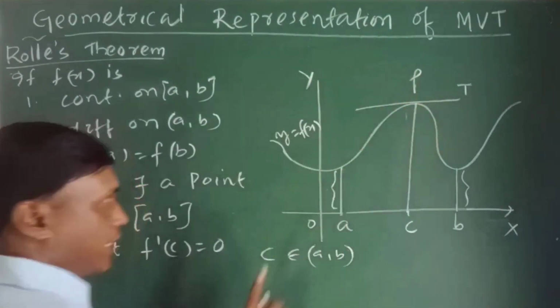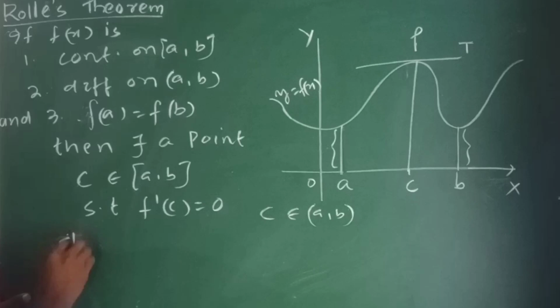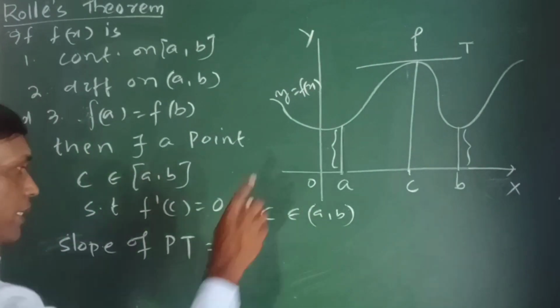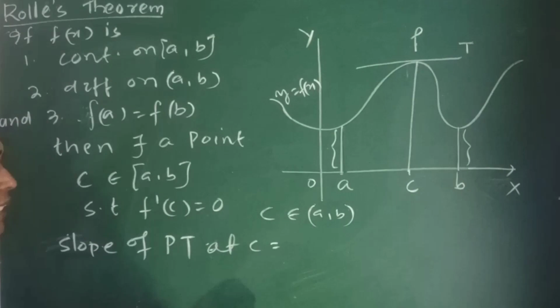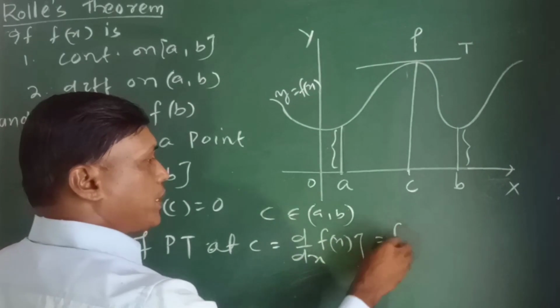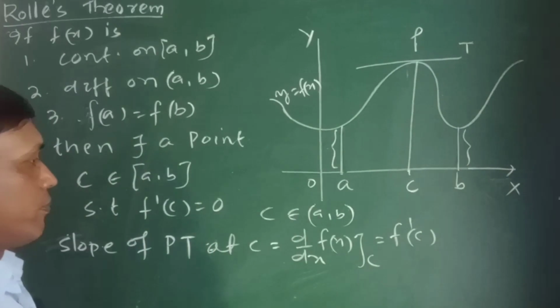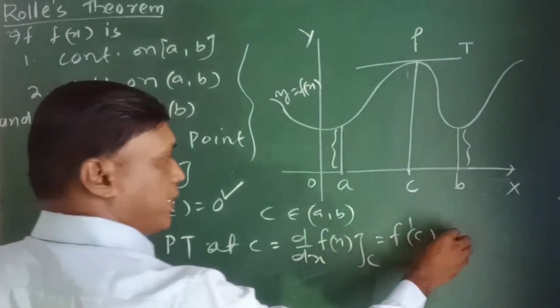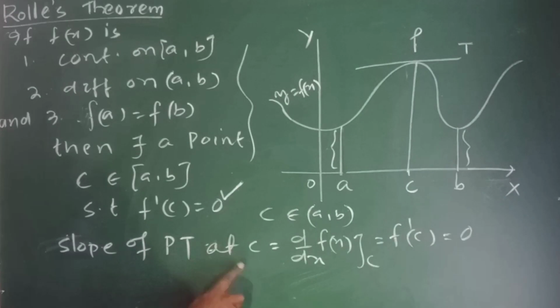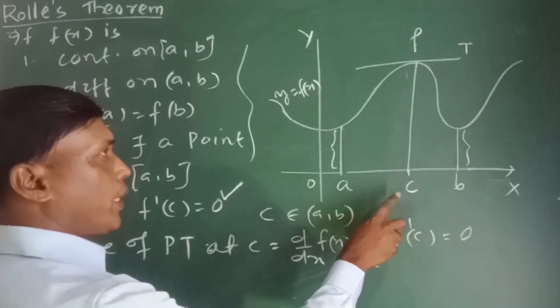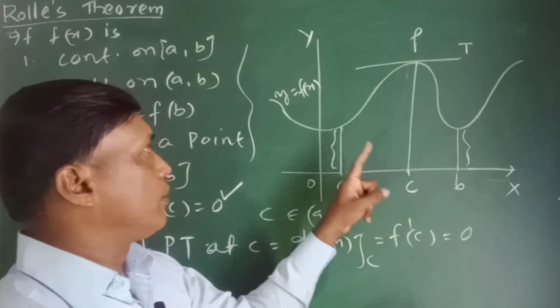If PT is tangent to the curve, then the slope of the tangent at C is a derivative. That means this is the derivative of f of x at C, which is f dash C. But according to the theorem, if any function satisfies these conditions, then f dash C is equal to 0. Means the slope of the tangent at C is 0. So the geometrical representation is, if any function satisfies these three conditions, then there exists a point C between A and B where the slope of a tangent is 0.